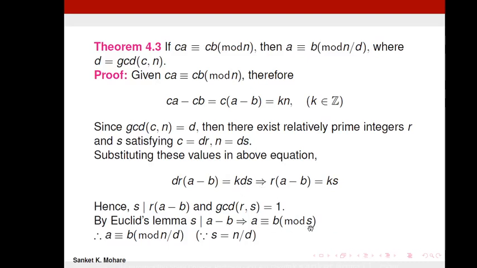But what is the value of S here? From n equals ds, S is equal to n upon D. Therefore A is congruent to B modulo n by D. So we prove that whenever CA is congruent to CB modulo n and GCD of C comma n is equal to D, then A is congruent to B modulo n by D. In this theorem we use Euclid's lemma.